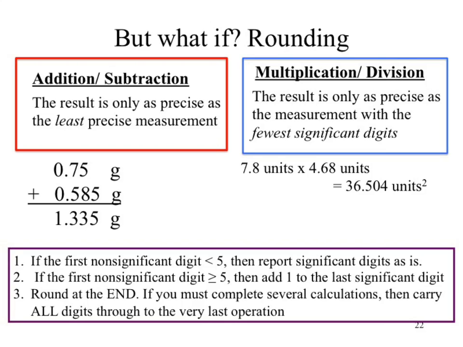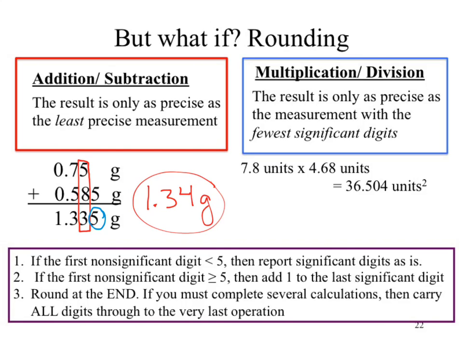If our first non-significant digit is less than 5, then we leave our last significant digit alone. So if we look at our addition subtraction, we went out to the hundredths place. So we would have 1.3, and now our first insignificant digit is the 5. Okay. If it's less than 5, it stays as a 3. But if it's 5 or bigger, we add 1 to the last digit. So that means our number becomes 1.34 grams. That's what gets reported as our answer.